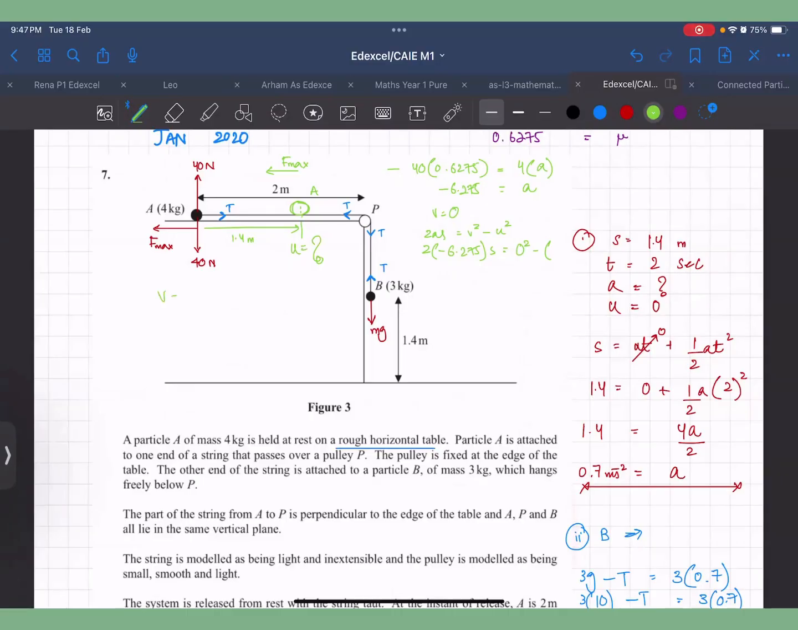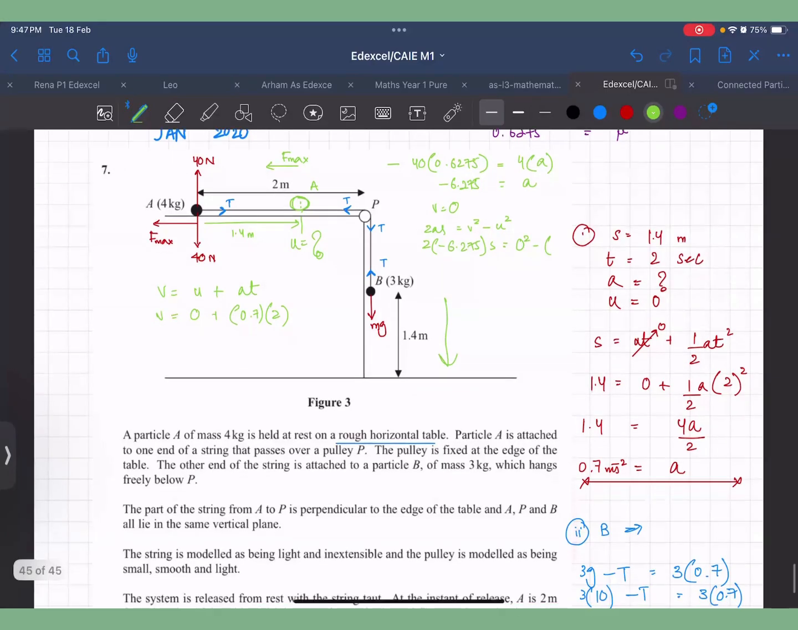So v equals u plus at. Yes, we can use that. Final velocity equals initial velocity plus acceleration times time. The acceleration was 0.7 and the time was 2 seconds, right? The time it took for B to go down will be the same time it took for A to reach that point. So the velocity is 1.4 meters per second.